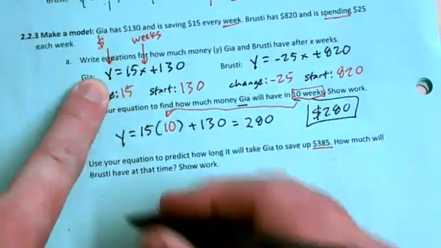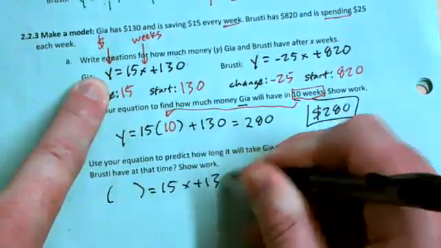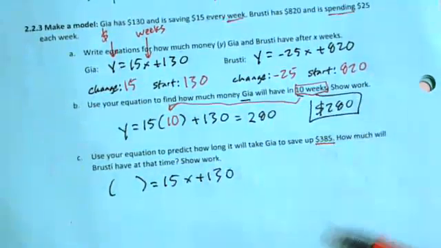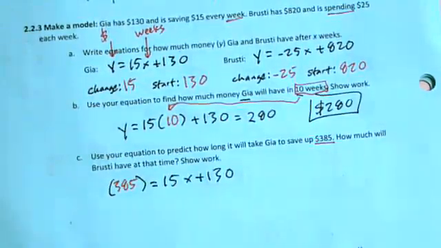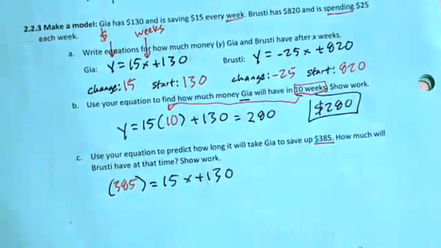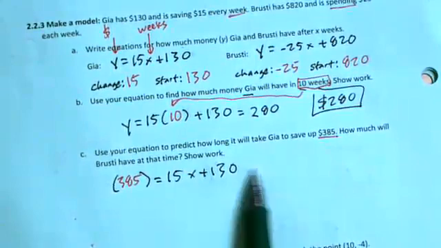So let's write down Gia's equation, but this time leave the Y out. And what are we going to put in place of that Y? 385. And then we can solve that equation. It's got some bigger numbers, but we can handle it. We're just trying to get this X by itself. What would you do first to get that X by itself? We got to get rid of the 15 and the 130. Which one would you get rid of first, the 15 or the 130?